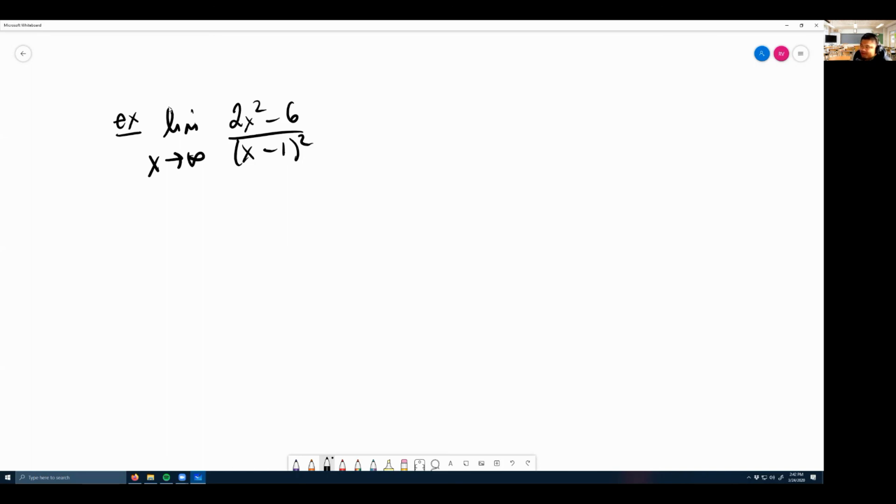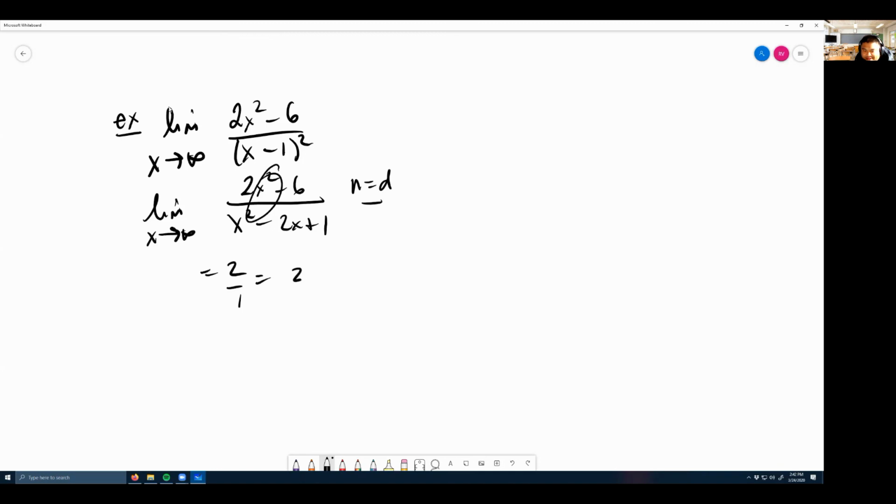Thank you, participants. Now, let's understand why it was quickly 2. You could predict that this remains 2x squared. If we multiplied this out in our head, we would get x squared minus 2x plus 1. And we go, hey, the degrees are equal. So according to this, it's the ratio of 2 over 1. Of course, it's just 2.